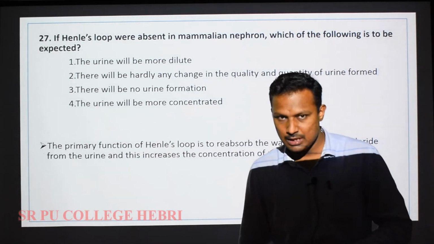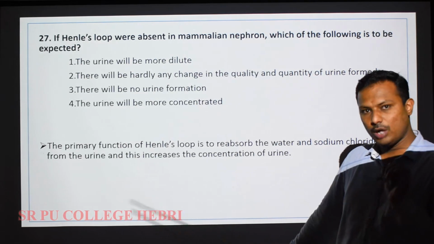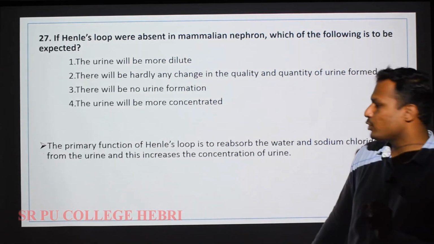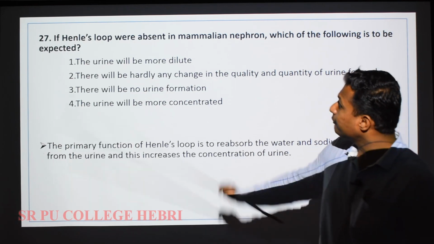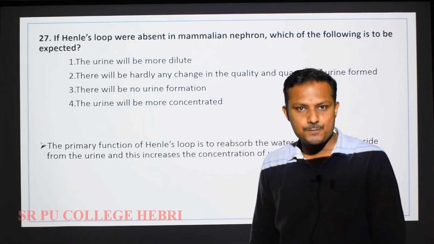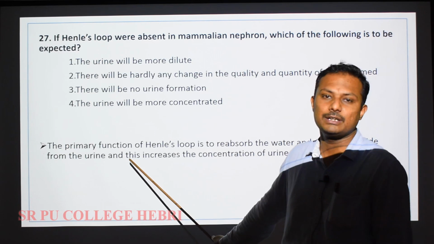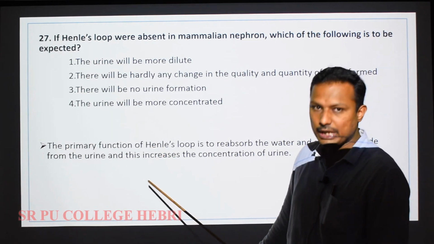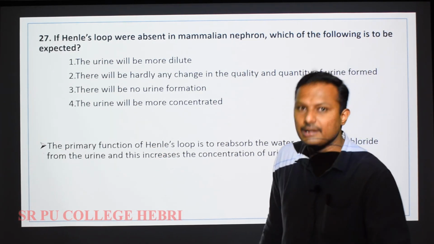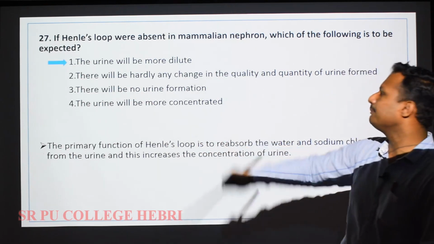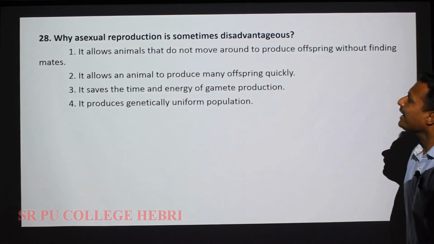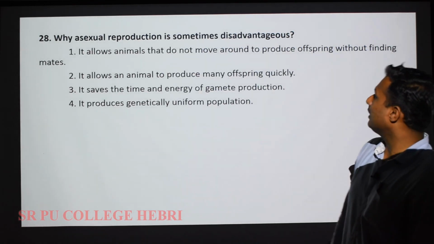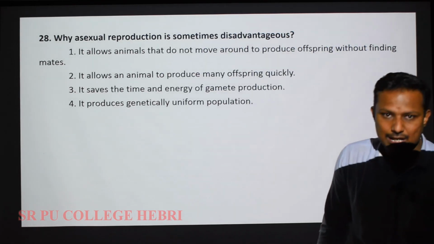the urine. ಅಂದ್ರೆ ಯೂರಿನ್ ಇಂದ ವಾಟರ್ ಮತ್ತು ಸೋಡಿಯಂ ಕ್ಲೋರೈಡ್ ಅನ್ನ ಅಬ್ಸಾರ್ಬ್ ಮಾಡ್ಕೊಳ್ಳೋ ಮುಖಾಂತರ ಇಟ್ ಇಸ್ ಗೋಯಿಂಗ್ ಟು ಮೇಕ್ ದ ಯೂರಿನ್ ಅ ಲಿಟಲ್ ಮೋರ್ ಕಾನ್ಸಂಟ್ರೇಟೆಡ್. If Henle's loop was absent, then obviously what could be expected here? The concentration of the urine must have been a little lesser, that is, the urine will be more dilute. Answer is 1. 28th one, why is asexual reproduction sometimes disadvantageous?